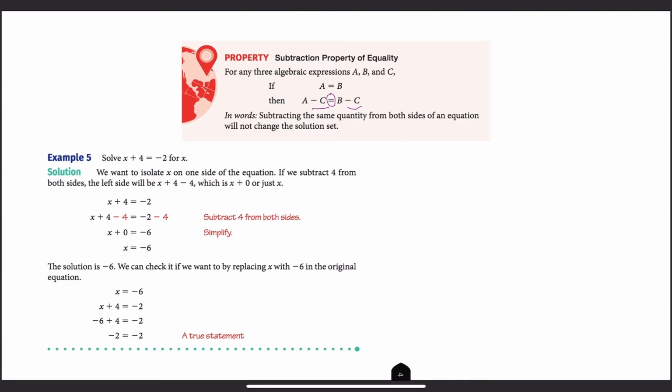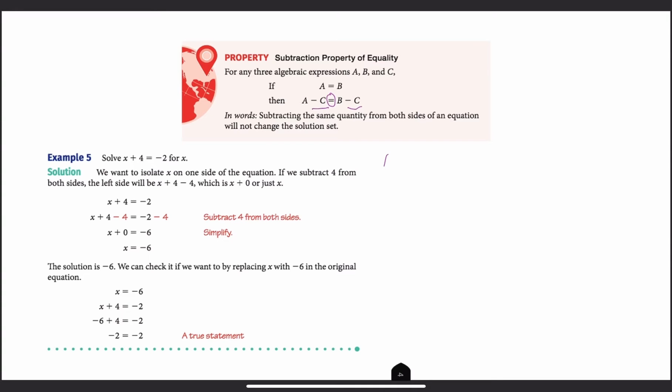So subtracting the same quantity from both sides of an equation will not change the solution set, right? The value of the solution will not change if you add or subtract the same thing to both sides of an equation. So, what should you add and subtract? That's where the strategy and the practice comes in. So let's take a look at this next example.